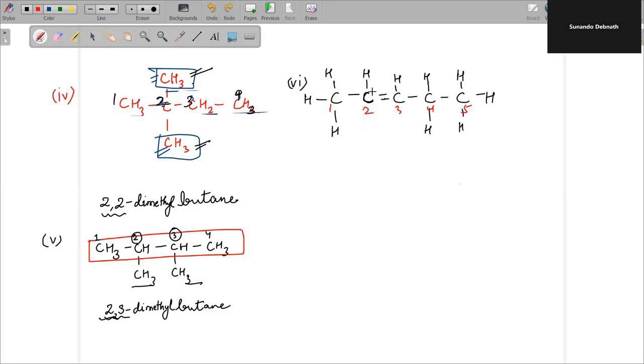Actually, how do we number it? See, the double bond is between second and third carbon. So we would be saying that the bond is at second carbon. Whenever the double bond is between second and third carbon, we would say that the bond is at second carbon. But if we number it from that particular end, 1, 2, 3, 4, 5, then the double bond is between third and fourth carbon, and we would have to say that the double bond is at third carbon. But then third is a bigger number than second, right?